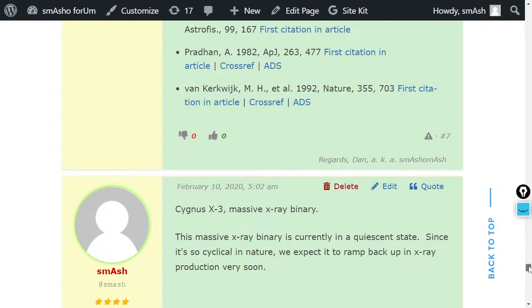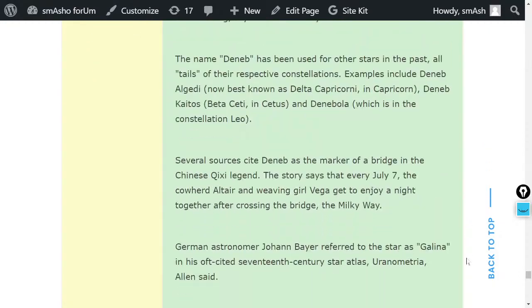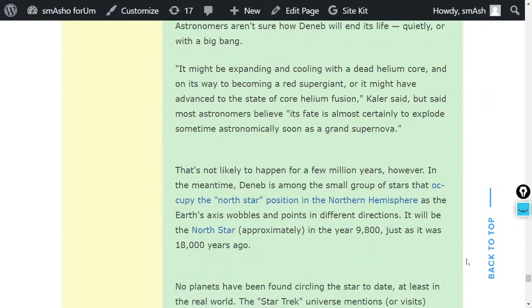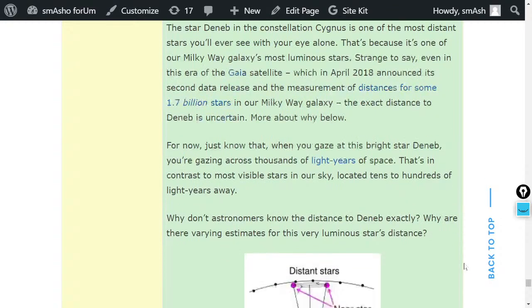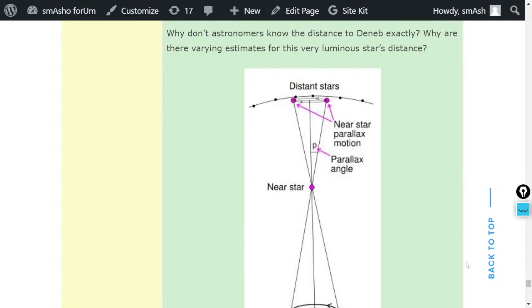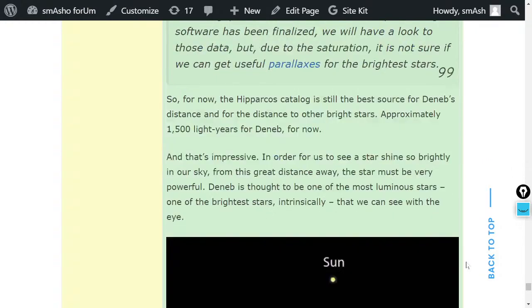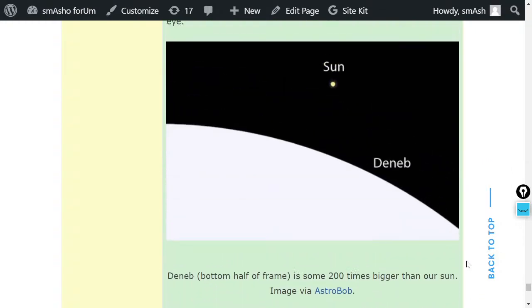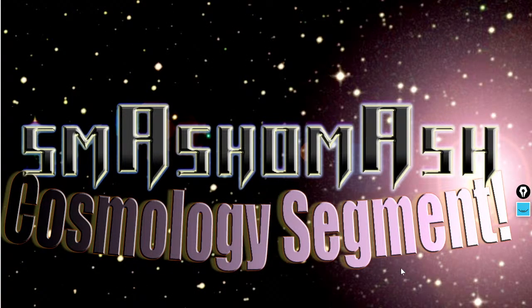And it's actually in a very X-ray loud state right now. So if you've got access to a radio telescope, please tell your favorite radio astronomer to go have a look at Deneb. It's kind of important. So anyway, this is about the disputed distance. Here's a reference to Deneb's size with comparison to the sun, and we'll just move on and end today's cosmology segment as I'm losing my voice.